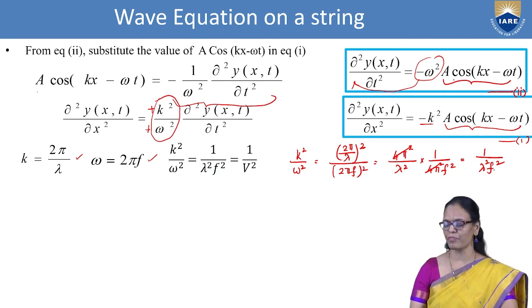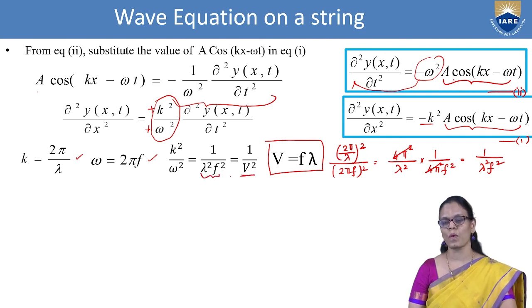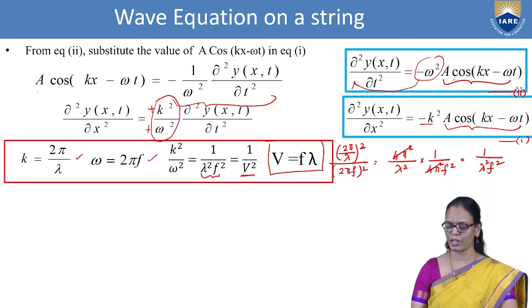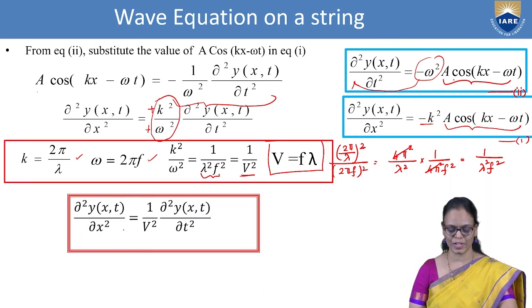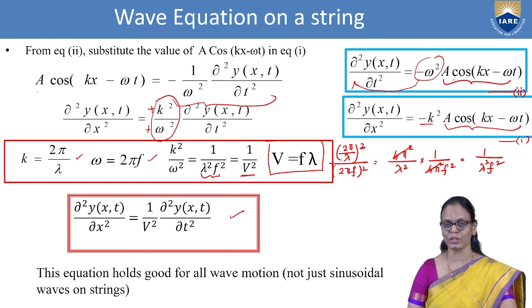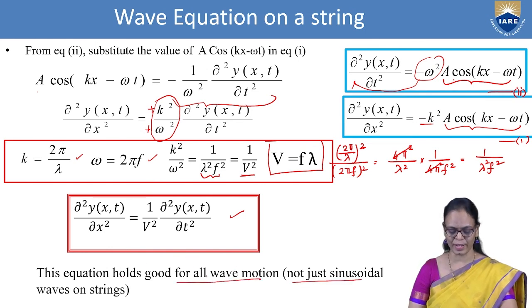And what is λf equal to? V, or v is equal to fλ. So in place of λf, we are going to substitute 1/v². So what will be our expression now? ∂²y/∂x² will be equal to 1/v² ∂²y/∂t². So this will be the final expression. This will be the general expression which holds good for all waves, not just sinusoidal waves. For any type of wave you take, this is the generalized expression for waves.